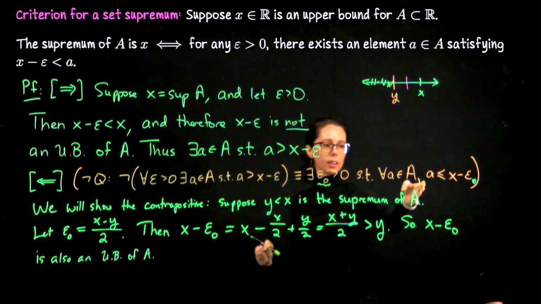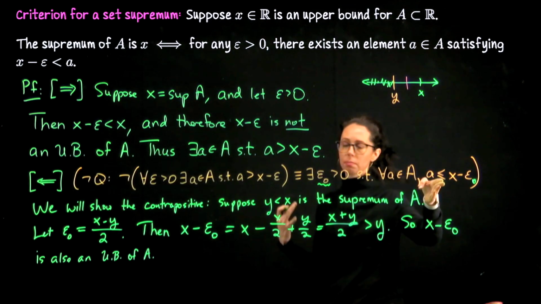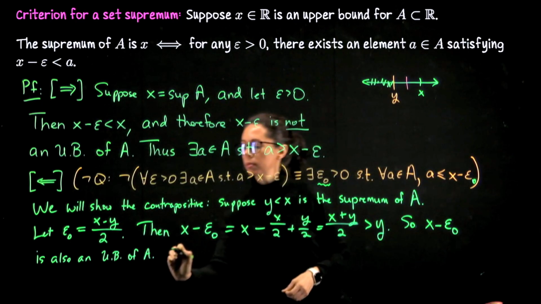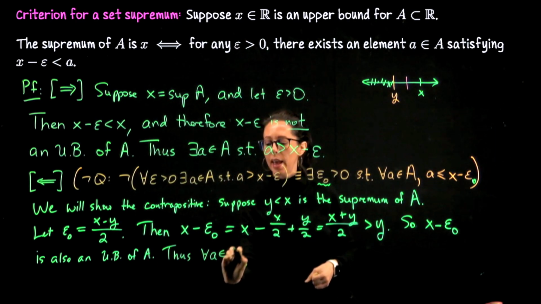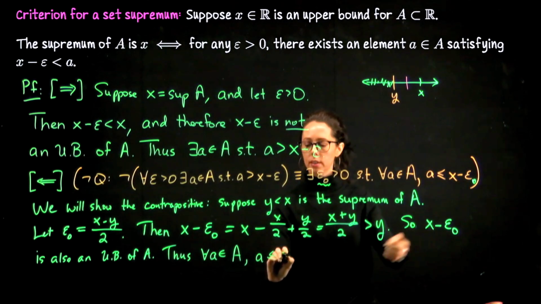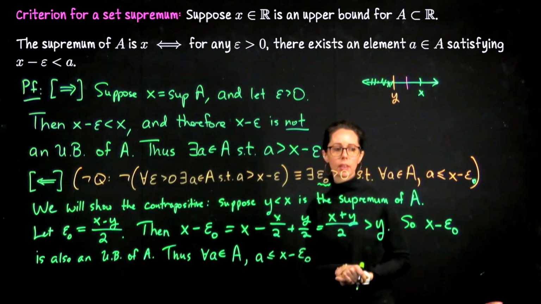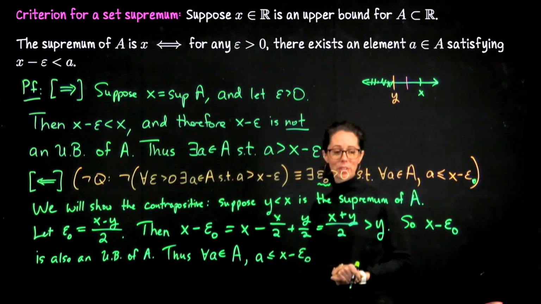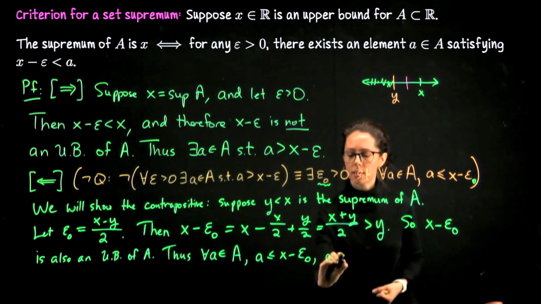Therefore, every element from the set A is less than or equal to that number by definition of upper bound. So for all elements little a in the set big A, a is less than or equal to x minus the special epsilon that we designed. And that's really what we're trying to get to. It doesn't feel very satisfactory to me, but let me finish writing this as desired.